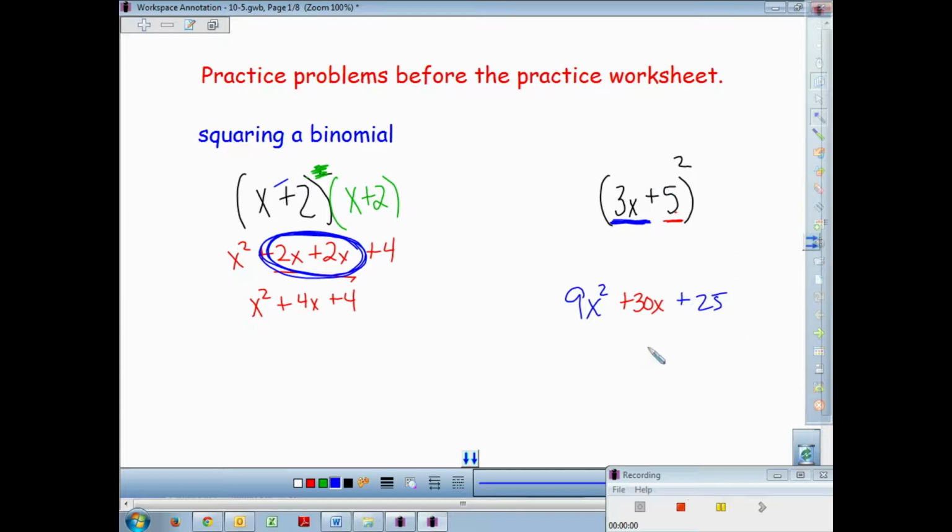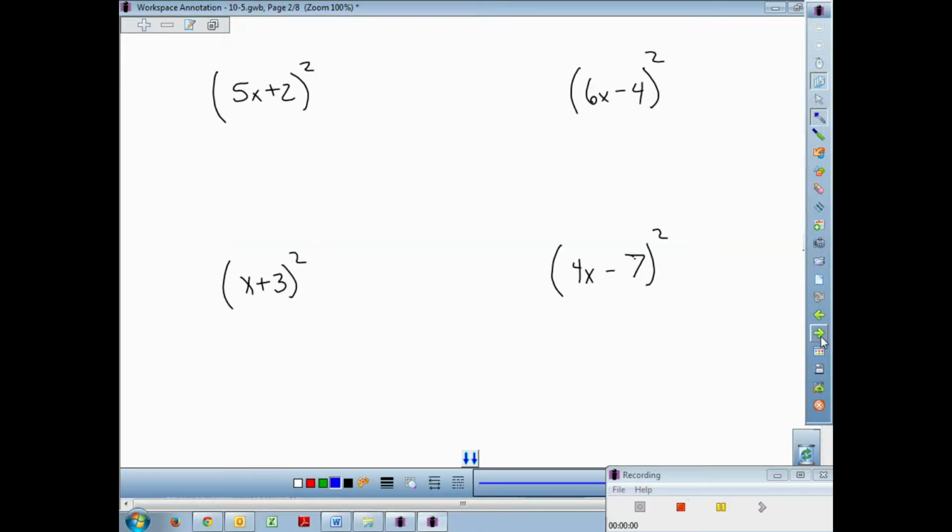So you can get a binomial squared done in one step by using the shortcut. I just want to show you that if you were to write that out, 3x plus 5 times 3x plus 5, that's what you would have got. You would have got 3x times 3x is 9x squared. Outside terms times each other is 15x, right? Inside terms is 15x. There's why there's two of them. And last terms times each other is 25. So this is for a binomial squared only, is the shortcut.